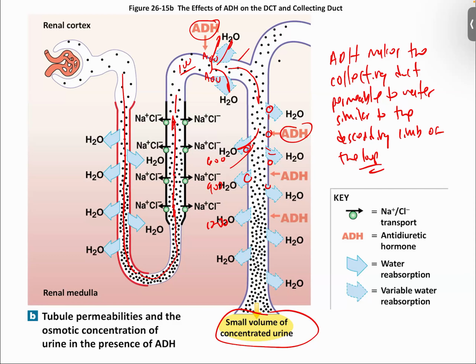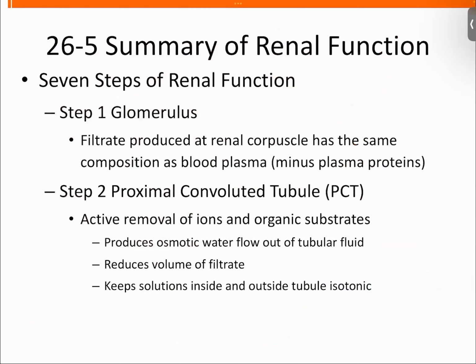And we've all seen that before, haven't we? When you are dehydrated, you have a little bit of urine and it's very concentrated, very dark in color. Okay, that's basically you had a bunch of ADH that was firing off there. So you're retaining all of your fluids.